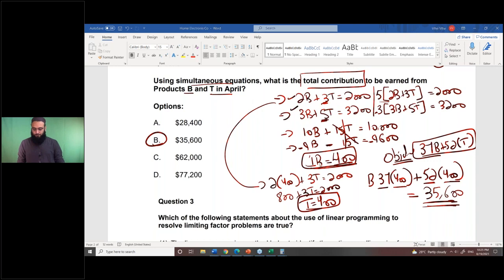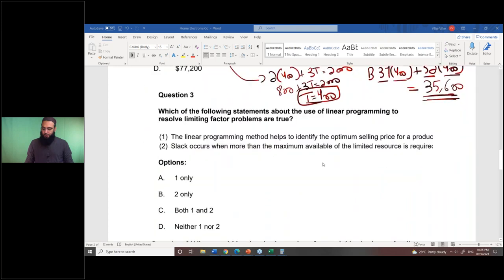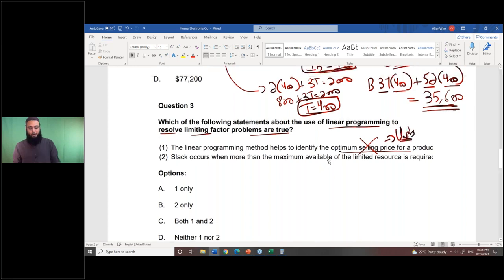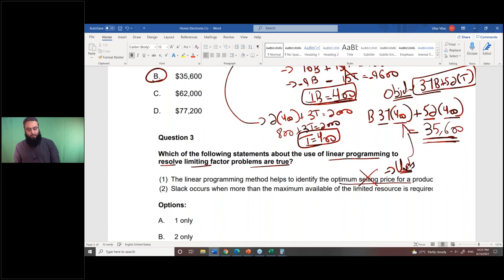Great. Now, the next question is question 3. Which of the following statements about the use of linear programming to resolve limiting factor problems are true? So let's see what it says. The linear programming method helps to identify optimum selling price for the product. Wrong. It helps to identify the optimum units, and you just did that. You found out the units here. So not optimum selling price, optimum units.